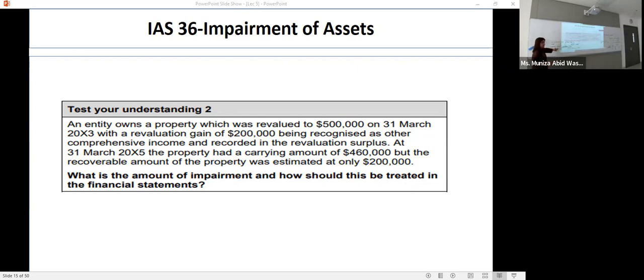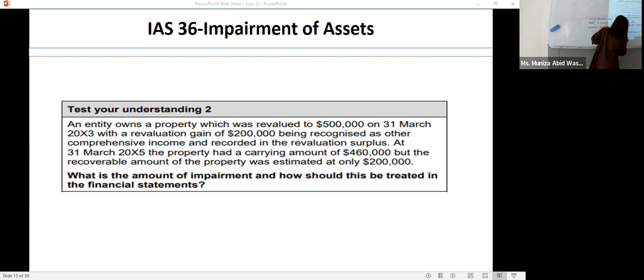And the remaining is how much? 60,000. 60,000 is taken to the statement of profit or loss as an impairment. Okay, so of the 260,000, 200,000 is taken to the statement of other comprehensive income, and 60,000 is taken to the statement of profit or loss.